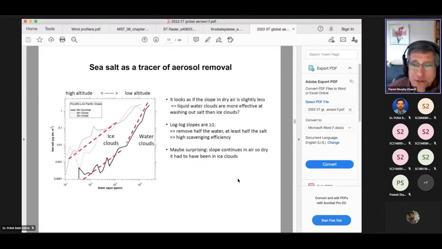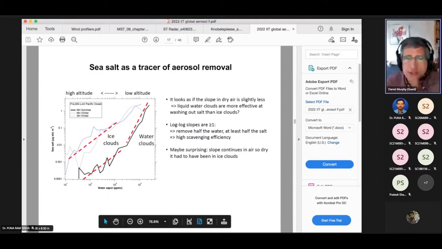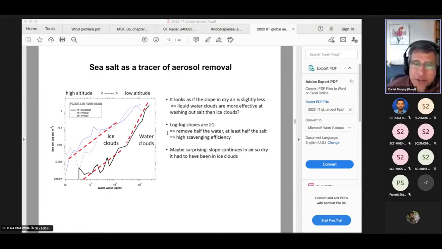So you can actually be a little more quantitative on this, and you can look at the slopes on a log-log plot. If you think about what a slope on a log-log plot means, if every time you removed half the water, you removed half the sea salt, that would give you a slope of 1 on a log-log plot. And through large portions, like the red dash curves on the left side, are slopes of 1.